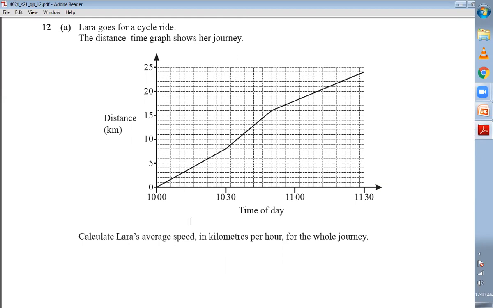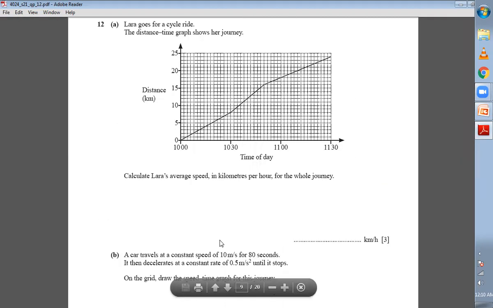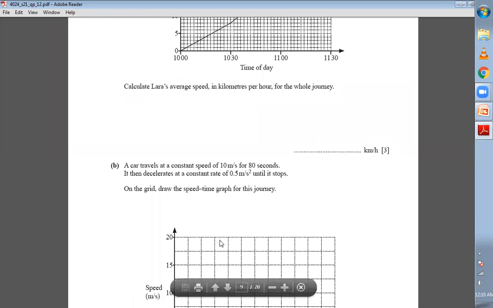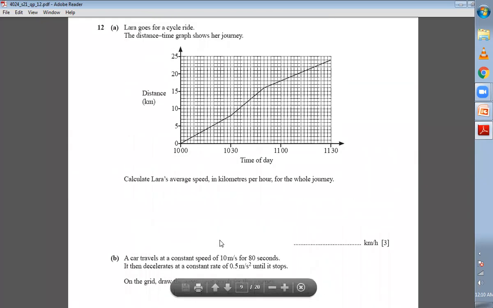So they want us to find out Lara's average speed. It's a 3-mark question. So the total distance traveled is 24 kilometers, and the time taken is 1 hour and 30 minutes. So 1 hour 30 minutes means 1.5 hours. Speed is the distance traveled divided by the time taken.